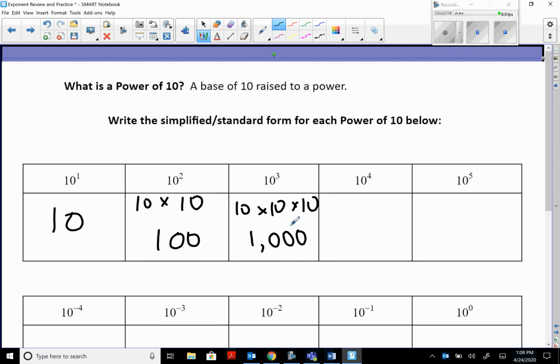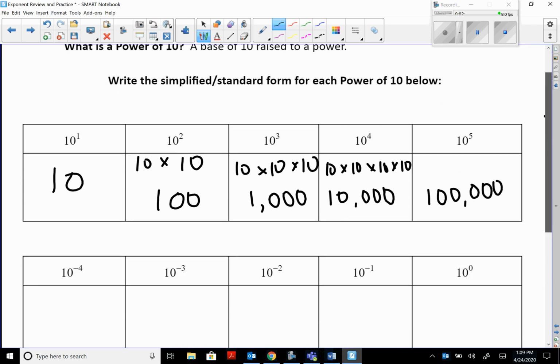10 to the fourth power in expanded notation, once again, is 10 times itself 4 times. And in standard notation, or standard form, it's 10,000. 10 to the fifth power in expanded form, I'm not going to write it out again, but it's 10 times itself 5 times. And in standard form is 100,000.